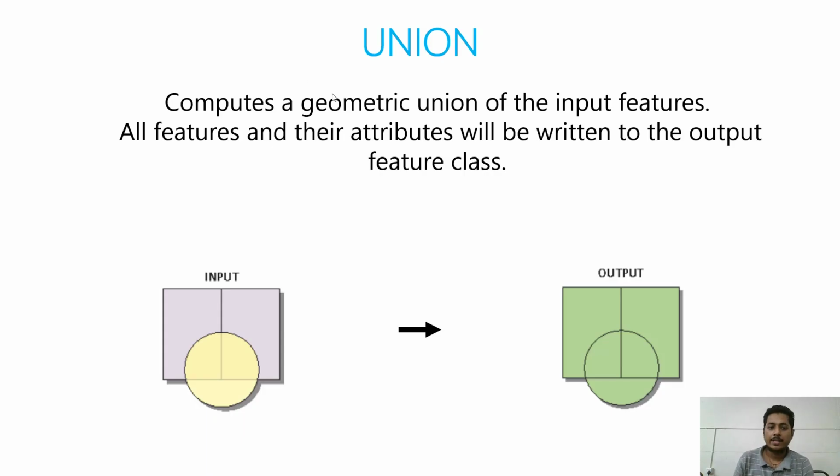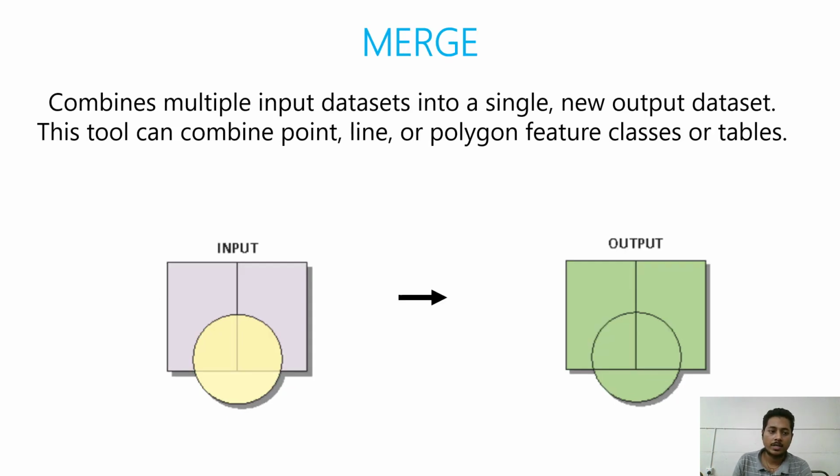Now we will see our next two important tools of geoprocessing. Number one, Union. It computes a geometric union of the input features. All features and their attributes will be written to the output feature class. And the second one is Merge. It combines multiple input databases into a single new output database. This tool can combine point, line, or polygon features.